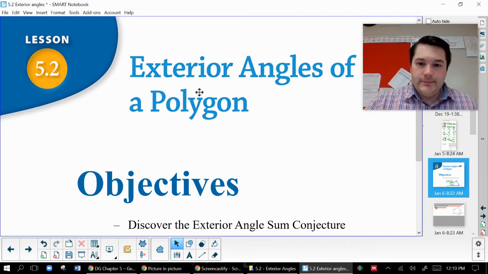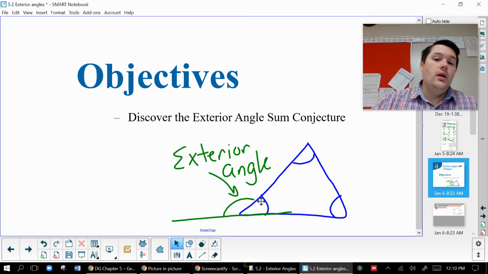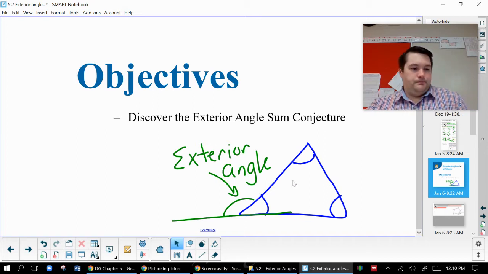Today's exterior angles, which are the angles on the outside. We've already learned one exterior angle conjecture with triangles: the exterior angle here is equal to the sum of the two remote interior angles, those two there and there. Today, we're going to talk about something that's true for all polygons.